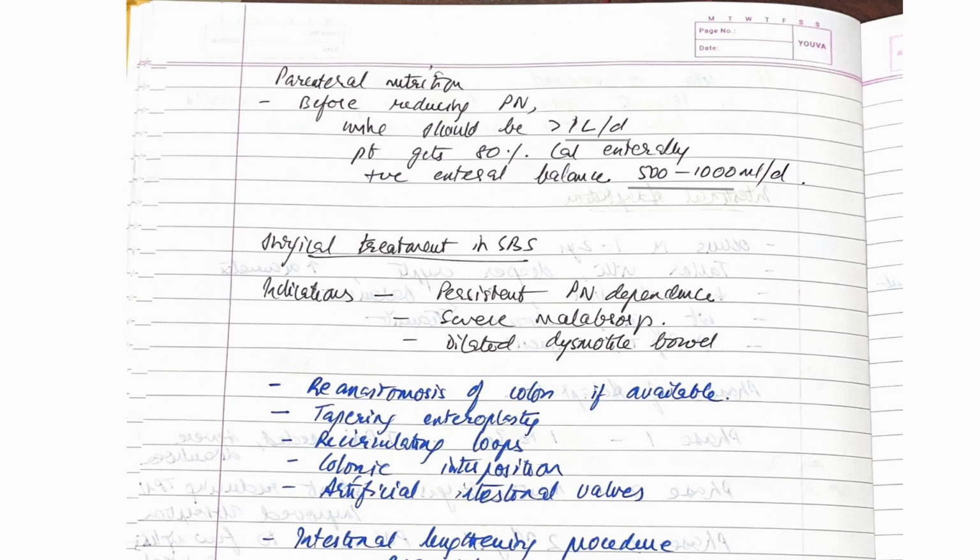Tapering enteroplasty can be done, recirculating loops, colonic interposition can be done, and artificial intestinal valves can be placed.